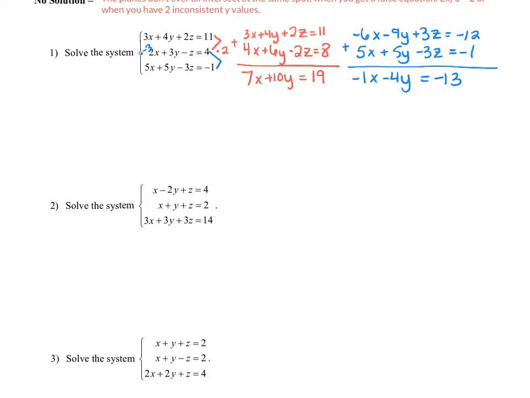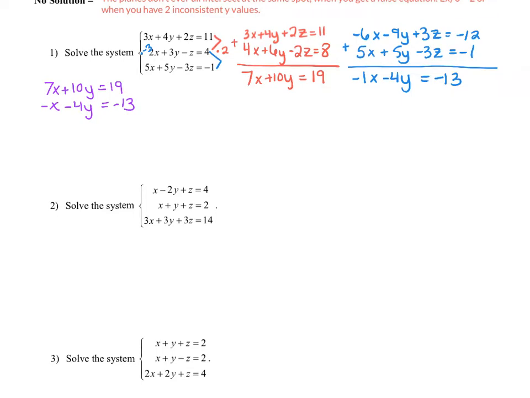So now I'm going to take my two variable systems of equations and I'm going to stack these. So I'm going to have 7x plus 10y equals 19. And I'm going to have negative x minus 4y equals negative 13. And now I want to use elimination another time, or I could do substitution, but I basically want to solve for x or y in this case.